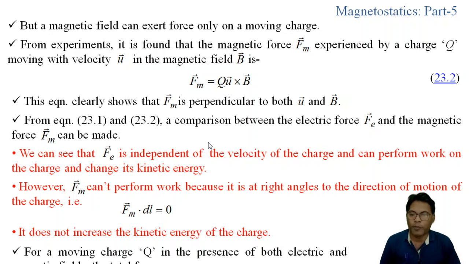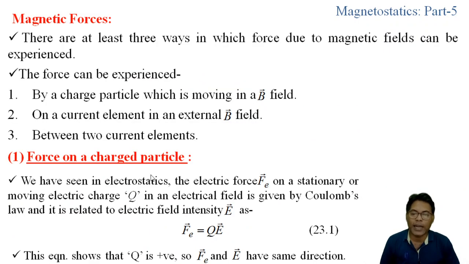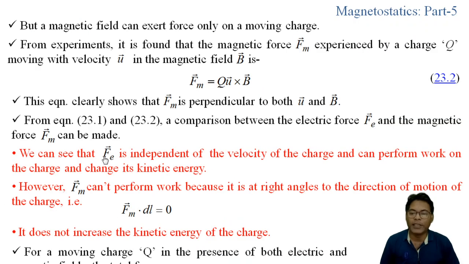The first comparison we can say is that Fe is independent of the velocity of the charge and can perform work on the charge and can change its kinetic energy. So here you can see that Fe equals QE. Here no velocity is showing in this expression. So we can say that Fe is independent of the velocity of the charged particle.